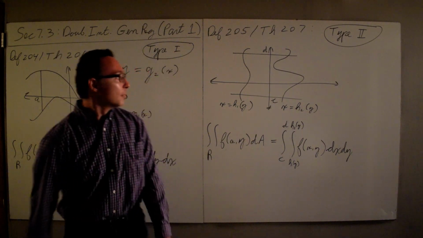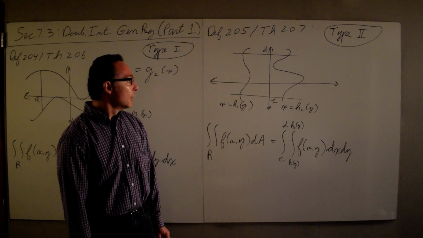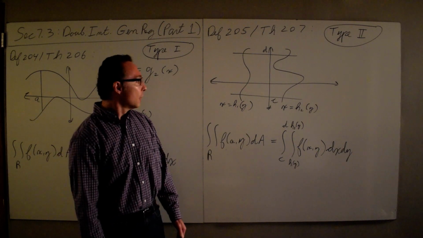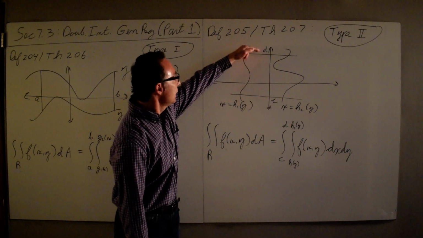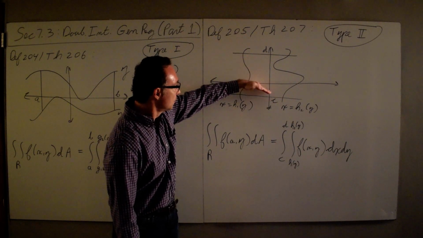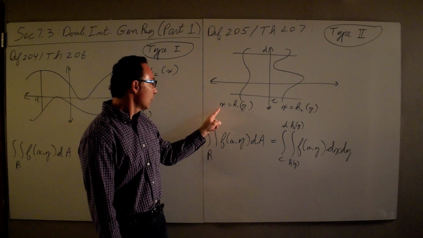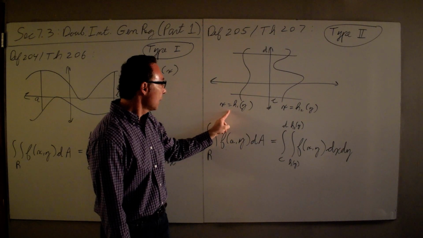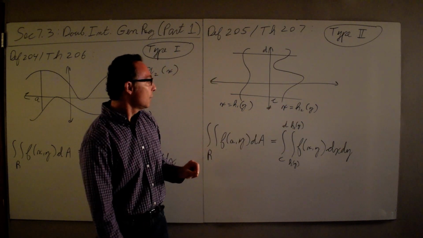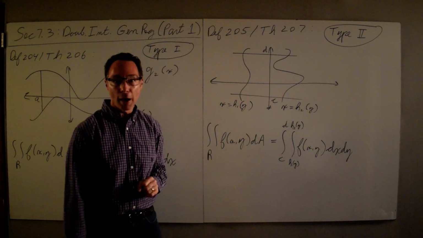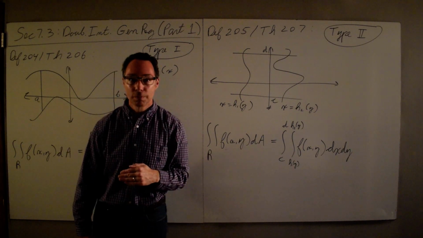Now, how do we handle a type 2 region? Well, first of all, what is a type 2 region? A type 2 region is a region in the xy plane where the y's are bounded between c and d. So our y's are bounded here, and our x's are bounded by functions of y. So here we have this function of y: x is h1 of y, and over here x is h2 of y. So the x's are bounded between two functions of y, and the y's are bounded between two constants. This is a type 2 region.